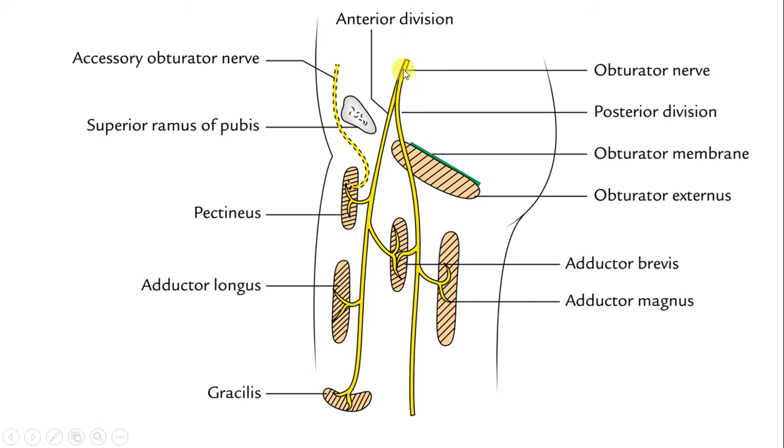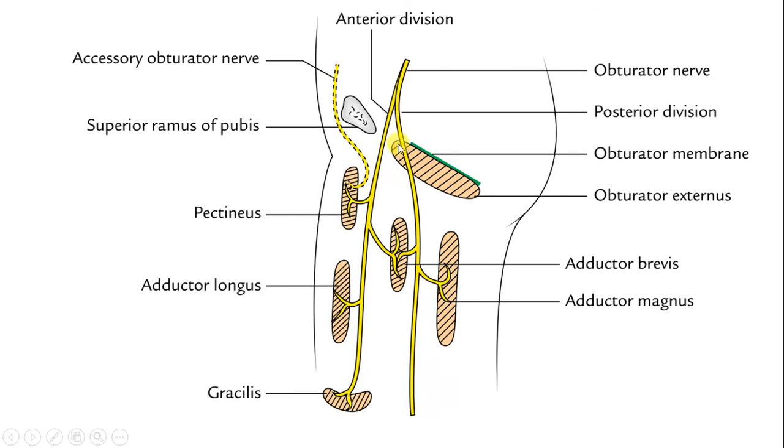Obturator nerve coming down on the lateral wall of the pelvis, reaching up to the obturator membrane covered by the obturator externus, and then it will come to the thigh, and it divides into anterior division and posterior division. Anterior division runs under the cover of pectineus, then between the adductor longus and adductor brevis muscle, supplying all three muscles.